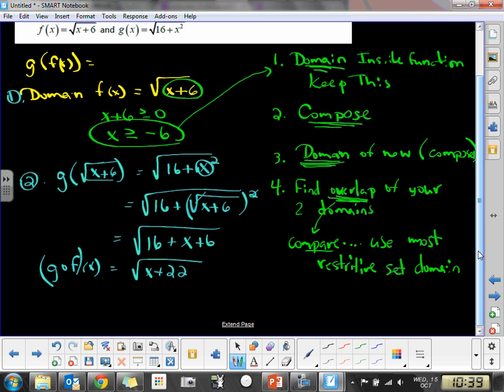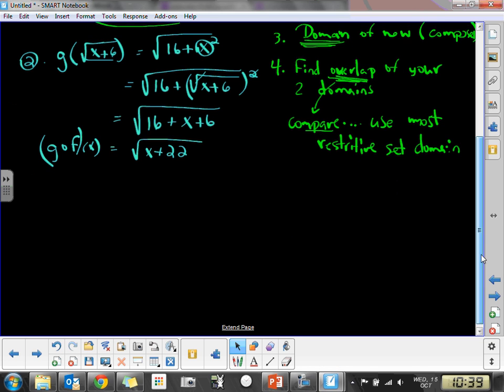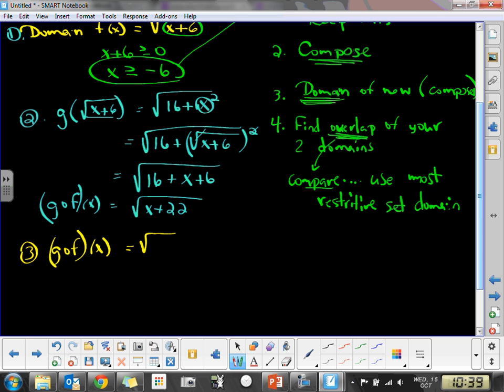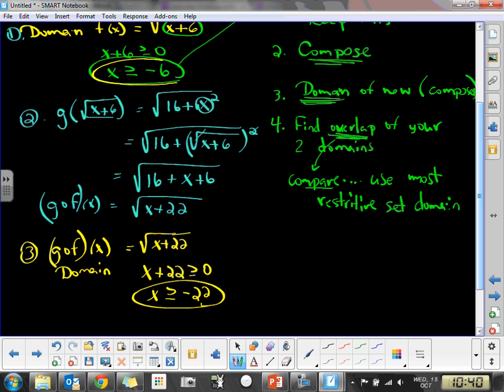Step number 3, I want to find any added restrictions to my domain. So what is the domain of this new function? In step 3, I'm going to look at the composite function, which is the square root of x plus 22, and look for its domain restrictions. Does it have any? Well, we want to make sure that x plus 22 is greater than or equal to 0, which means x must be greater than or equal to negative 22. There's my second domain restriction. Here's my first domain restriction.